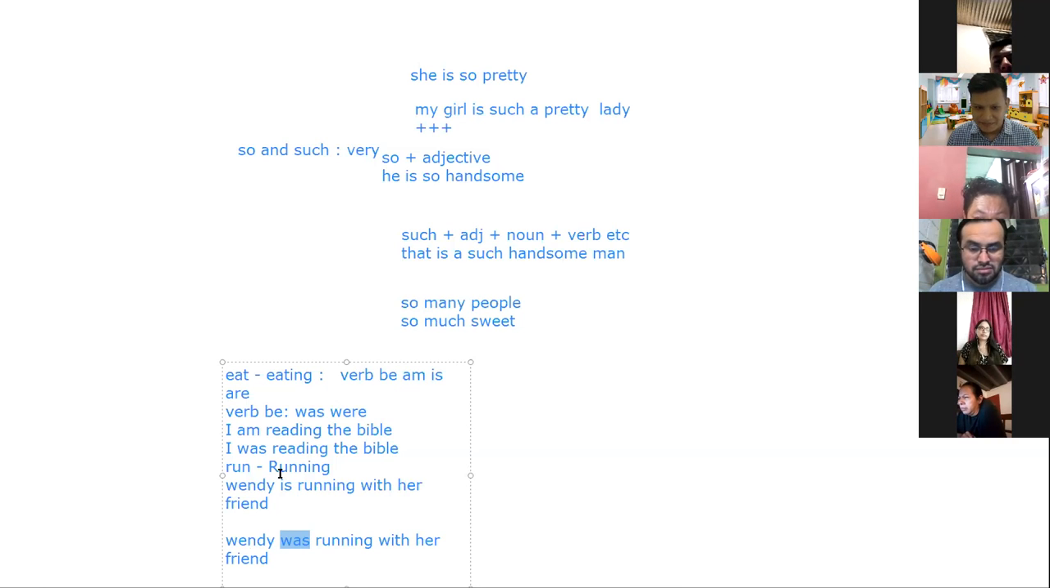Este es progresivo. ¿Por qué es progresiva esta acción? Porque estamos haciendo una acción que tiene un tiempo prolongado. How come? Wendy is running with her friend. Wendy está corriendo con su amigo o amiga. Y la acción la está ejecutando, está teniendo un tiempo prolongado. Y pasa lo mismo, pero in the past, right? Wendy estaba con su amiga. Entonces tuvo un tiempo prolongado en el pasado. Por eso es progresivo. Okay, nice. You got it, right?